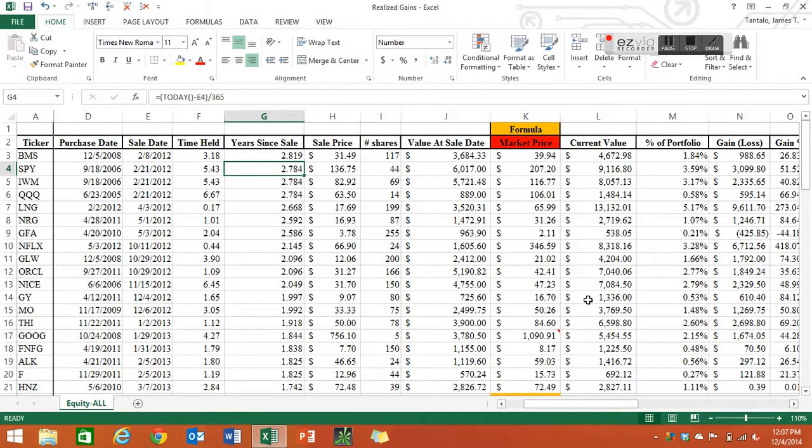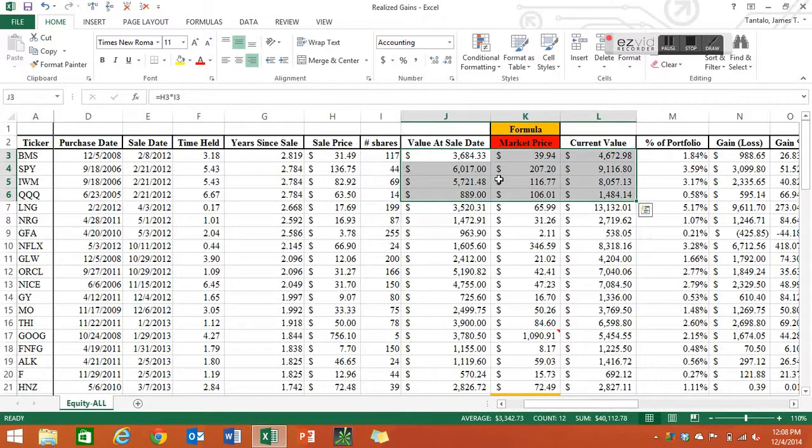So if you remember, on our portfolio analytics spreadsheet, we had a cost basis and a market value. In the same way, we basically have a sale basis. So what was our basis in the stock when we sold it compared to what the current market basis would be. And that's what you get here. So you take your number of shares that you sold, multiply it by your market price, and you've got your current value. You take the shares that you sold, multiply it by your market price when you sold it, and you have your value at your sale date.